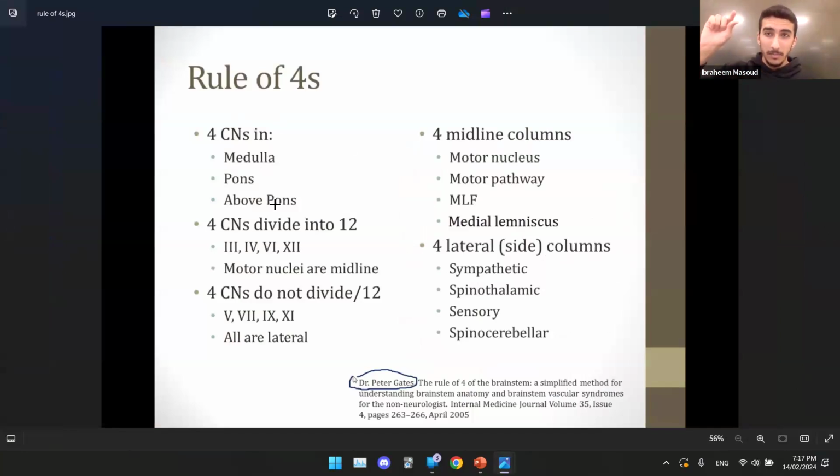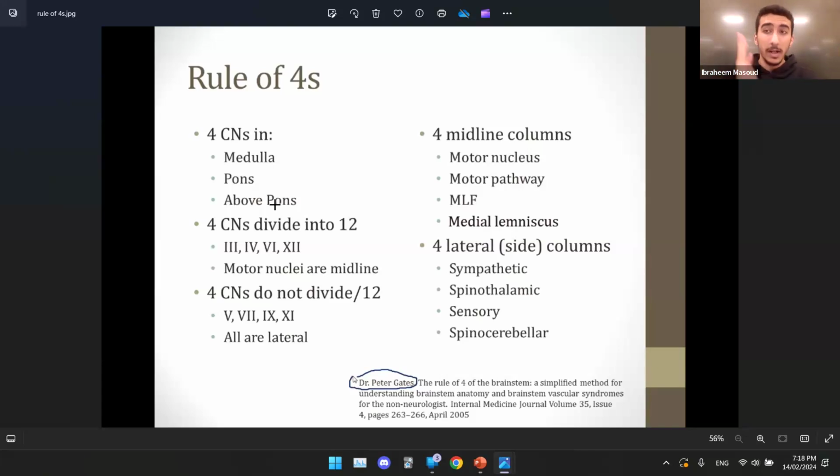So in the midbrain, or above the pons, there are 4 cranial nerves. What are they? 1, 2, 3, 4. 1 and 2 are not in the brainstem, so 3 and 4 are in the midbrain. You see, beautiful. 4 cranial nerves are in the pons. What are they? 5, 6, 7, 8. 4 cranial nerves are in the medulla. What are they? 9, 10, 11, 12. 8 is between pons and medulla, by the way. So, these details, leave them to the end.